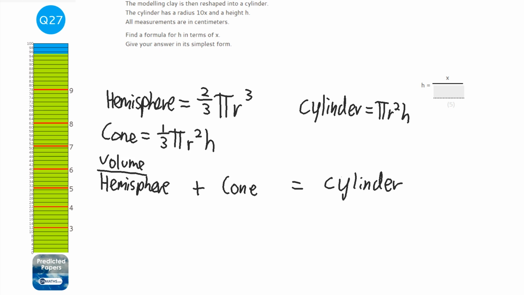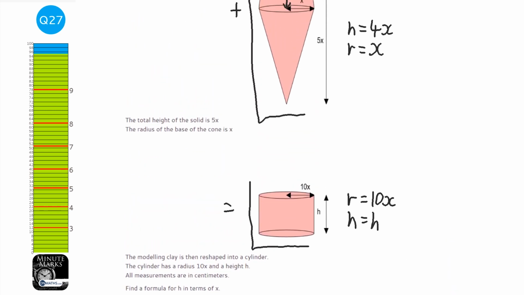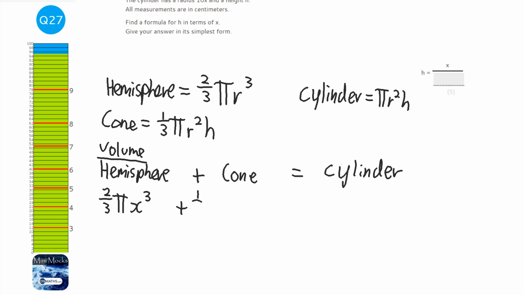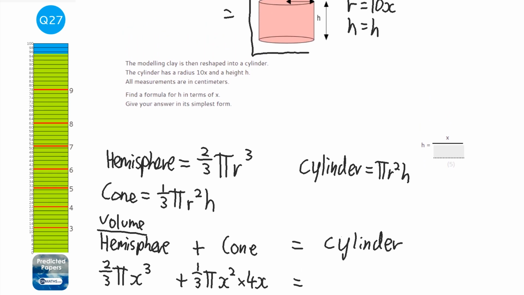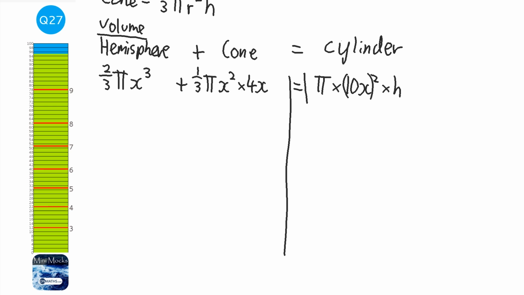So hemisphere is 2/3 pi, and we said that x was the radius, so x cubed, brilliant. So plus the cone, now what did we say the height of the cone was? We said the height of the cone was 4x. So it's going to be 1/3 pi x squared, because the radius is x, and is it 4x? Let's double check that. Always double check. Yeah, it is. So the cylinder, and I'm going to leave that up so I can see it, is pi, and what's the r? So pi times 10x, and all of that squared, because all of that is r, times the height, so times h. So this is the formula we've got to work with. I'll put my lines down.